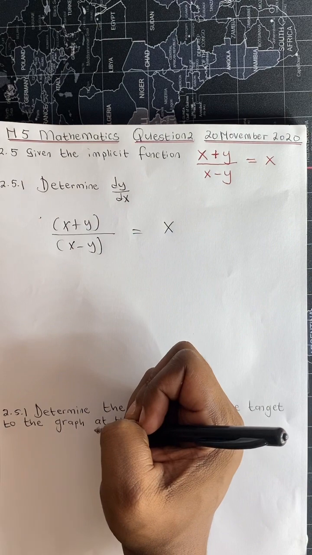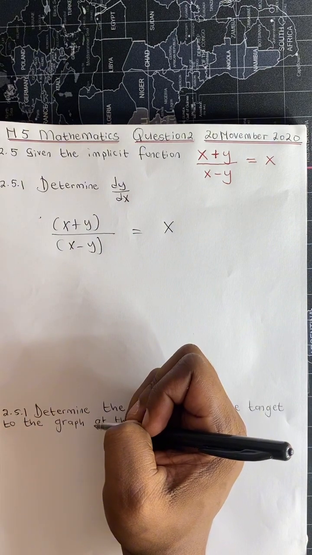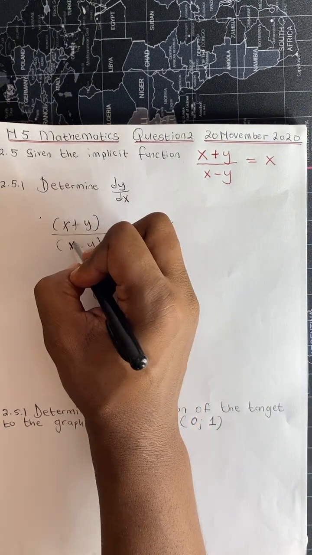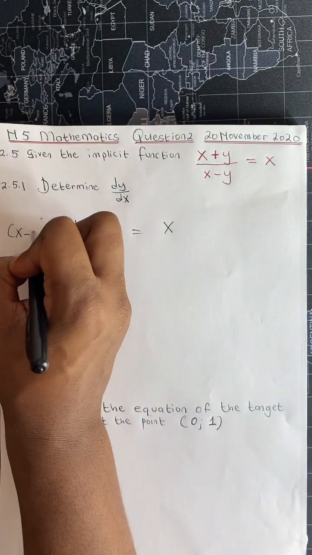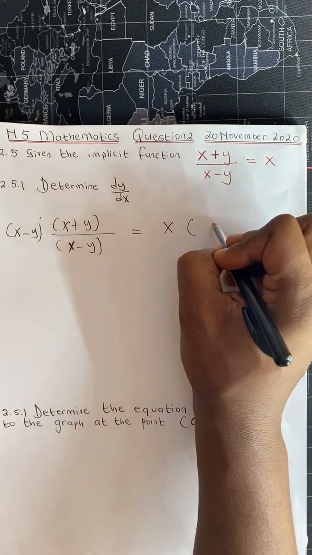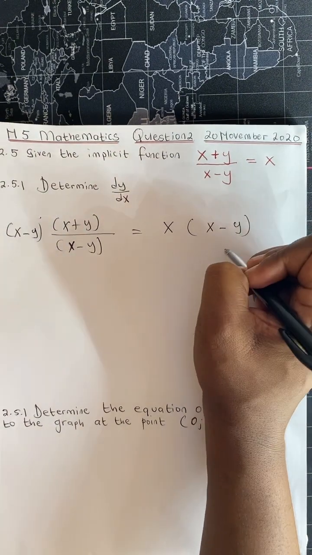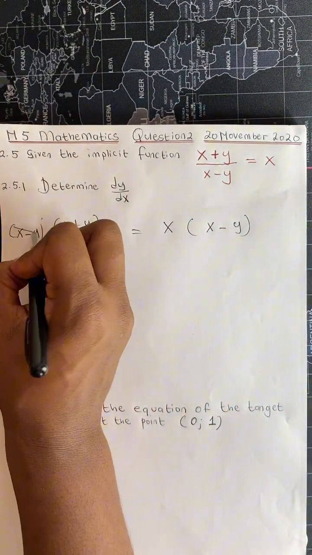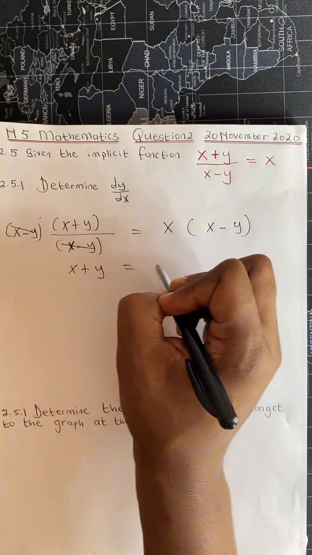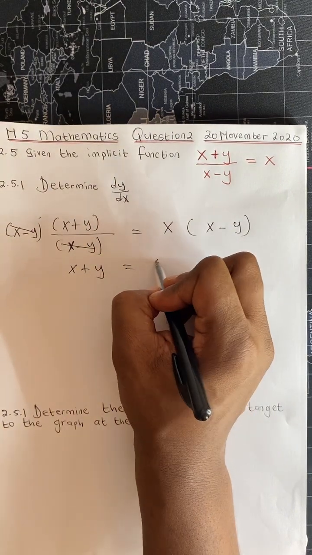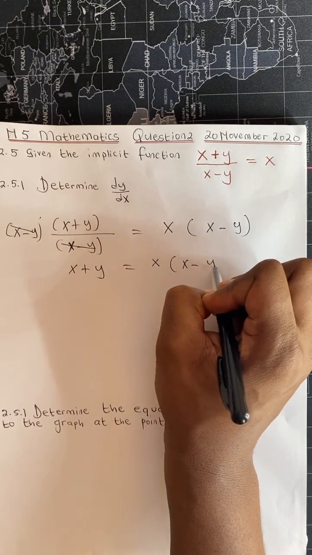So in order for us to avoid differentiating this thing using the quotient rule, let's multiply both sides of the equation by x minus y, or you can differentiate using the quotient rule from here. So x plus y will be equal to x into x minus y.